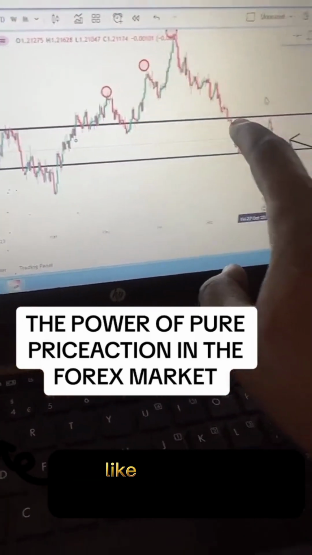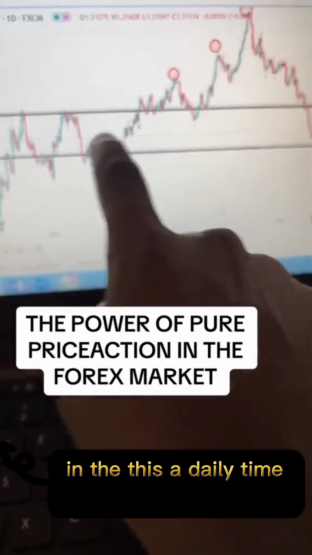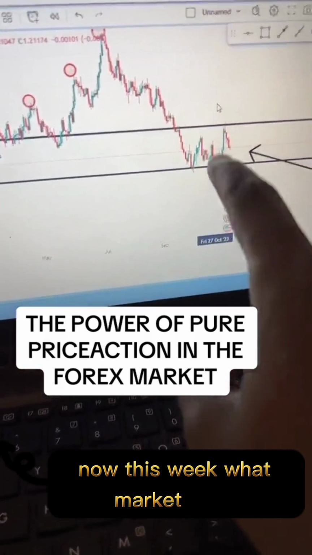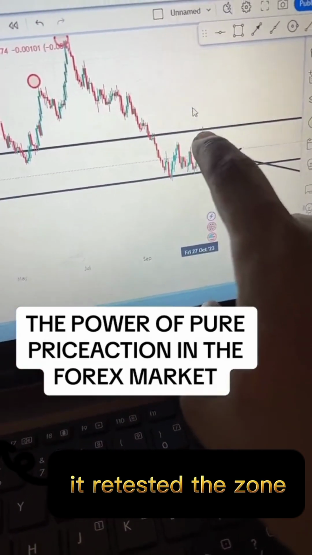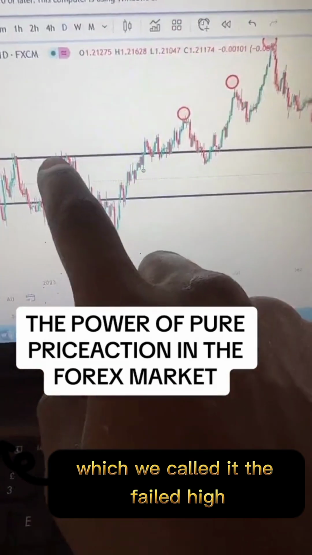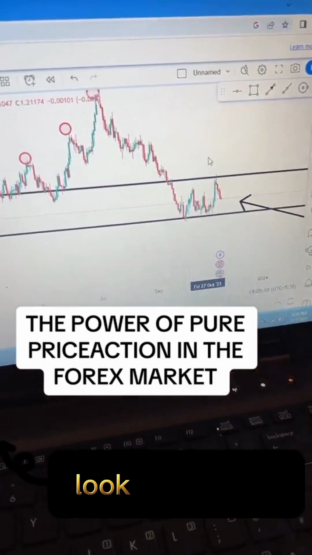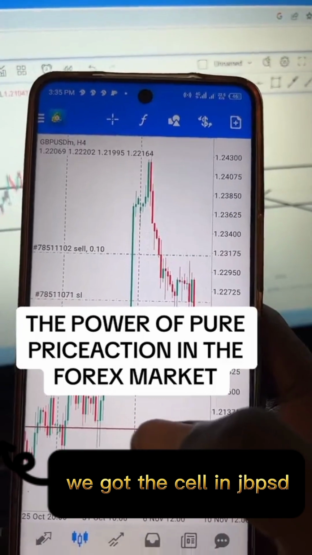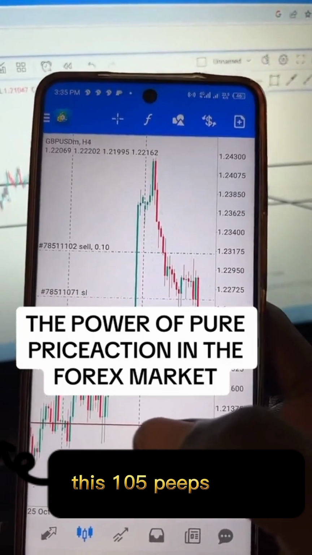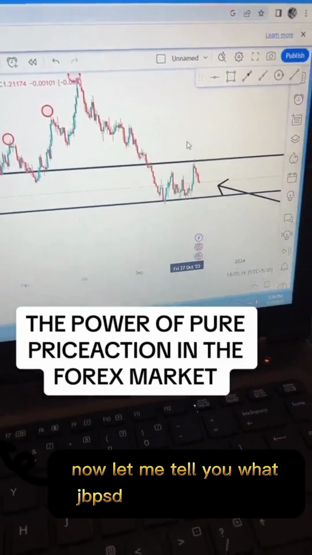Can you see something like a head and shoulders in the market? This is a daily time frame. You get that? Now this week what the market did is it retested this zone, which we called the failed high. You get that? And let me show you what happened this week. Look at that sell. Look at that sell. We got the sell in GBPUSD. This is 105 pips already.